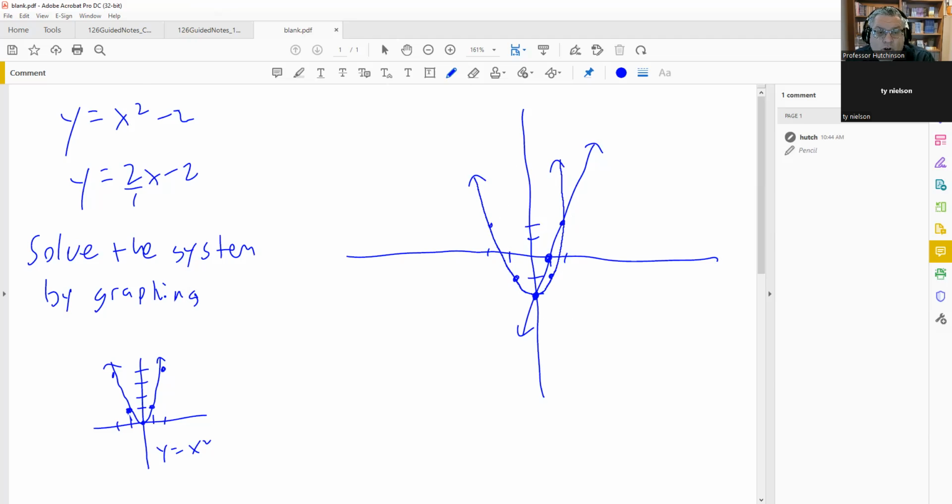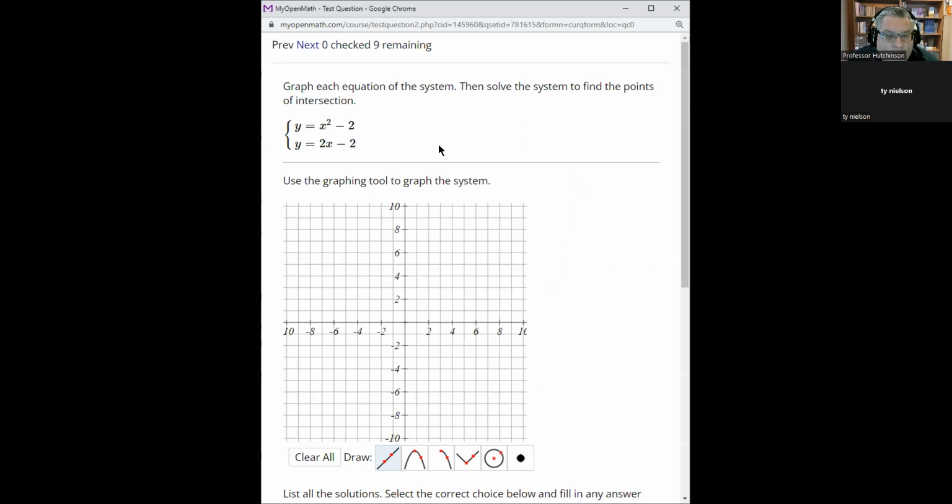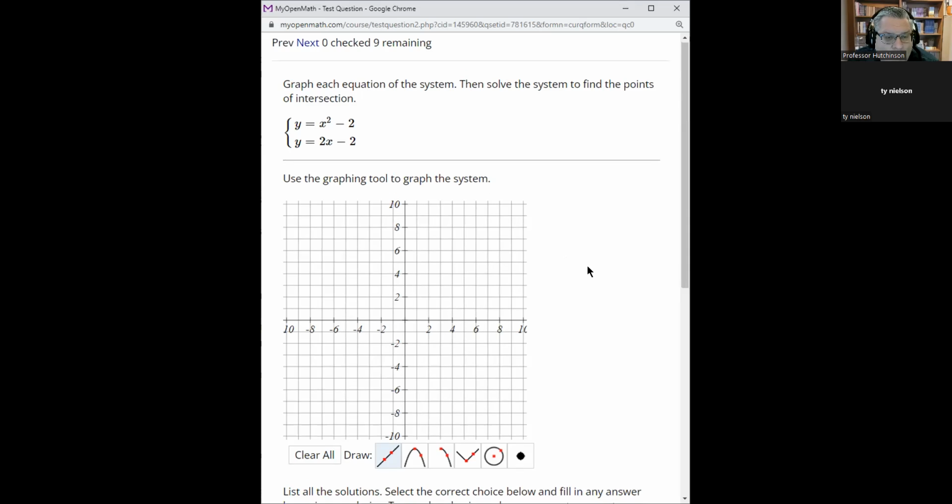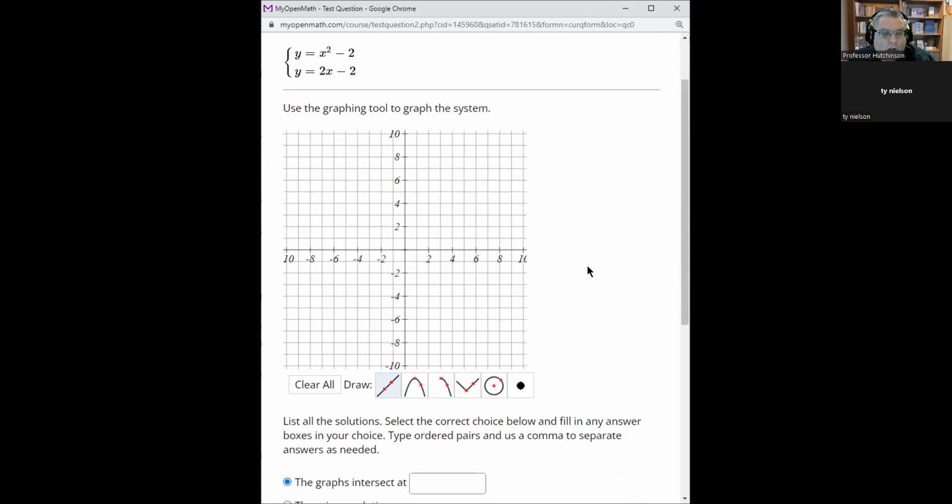With that, let's go back now to the actual problem in my Open Math. So let's do this one. Okay, now that we have this complete, I need to use the graphing tool. Let's use the top first equation. You need to use the Parabola Tool.